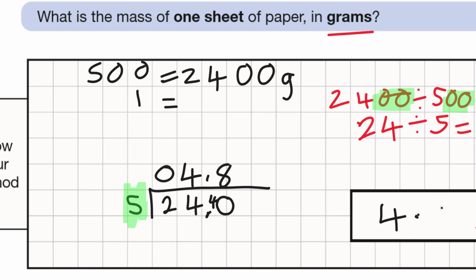It's not very neat when I'm writing it on a computer. 4.8. If you really want to make sure, then you can simply do 500 times 4.8, and just see if that works out as being 2,400.